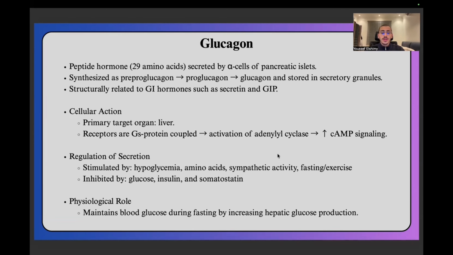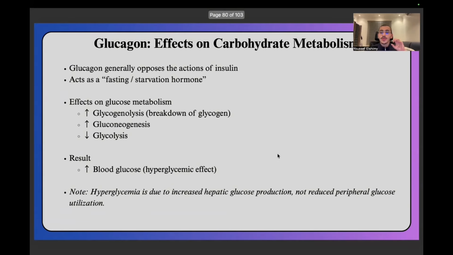What is the main role? As we said, it maintains the blood glucose, especially during fasting and exercise, sympathetic activity. And this is done by increasing hepatic glucose production. This is the main function, acting on the liver. So, what are the effects on carbohydrates? It's opposite. Generally, it opposes the action of insulin and it acts as the fasting starvation hormone.